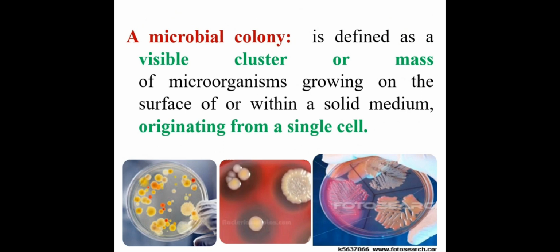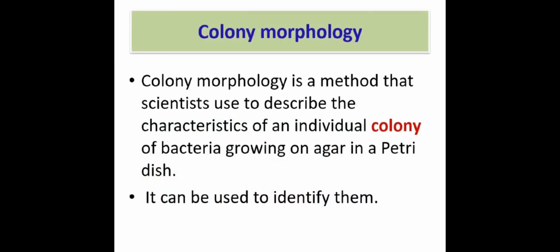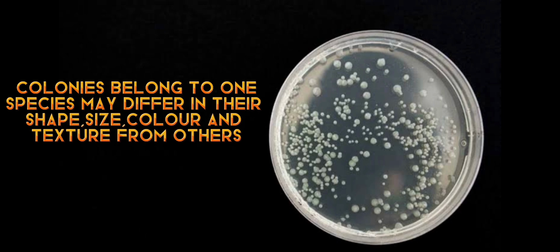What is a microbial colony? A microbial colony is a visible cluster or mass of microorganisms growing on the surface of or within a solid medium, originating from a single cell. Colony morphology is a method that scientists use to describe the characteristics of an individual colony of bacteria growing on agar in a petri dish. Even though colonies belong to one species, they may differ in their shape, size, color, and texture from others.